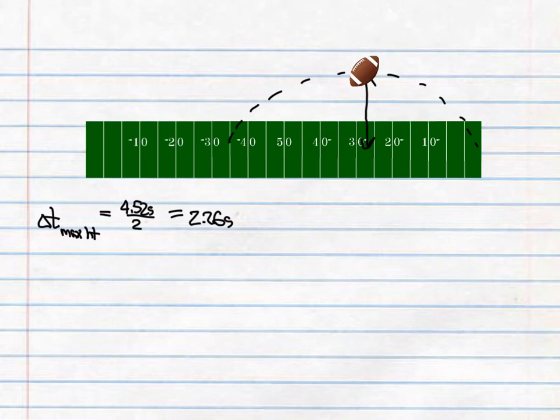Now to find that max height, we can use this relationship, but analyzing it purely vertically, meaning that this will be a vertical height, this will be a vertical velocity, or Vy, this will be a vertical acceleration, or negative 9.8 meters per second squared, and this time will be the time to the peak. See if you can put in the correct values and solve for the max height. Hit pause now.